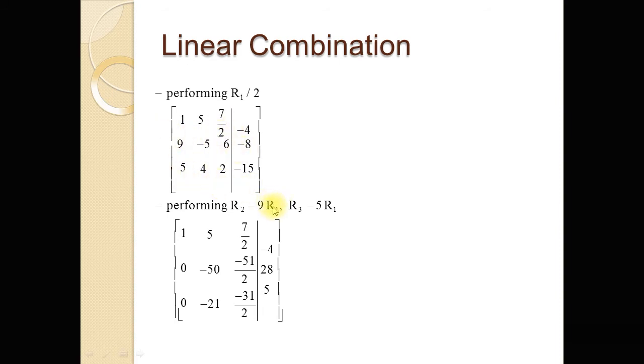Now multiply the first row by 9 and subtract from R2, and multiply the first row by 5 and subtract from R3. This number will be 0 and this number will be 0, and the other entries will be: 1, 5, 7/2, -4; 0, -50, -51/2, 28; 0, -21, -31/2, 5. So after performing these operations, we obtain the new augmented matrix you see over here.